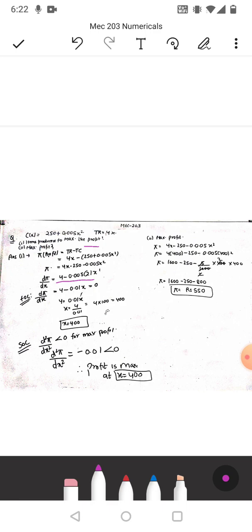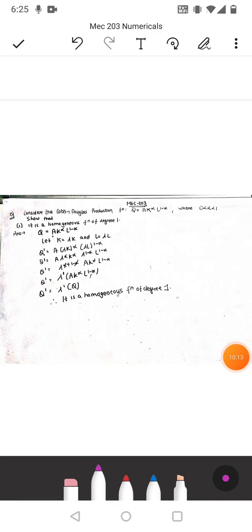फॉर मैक्सिमम प्रॉफिट द सेकंड ऑर्डर कंडीशन शुड बी del square pi upon del square x should be less than 0 for maximum profit. After solving it, we get minus 0.01, which is less than 0. So profit is maximum at x equals to 400. Now we'll find the maximum profit. So pi is nothing but 4x minus 250 minus 0.005 की power x square. We'll put x as equals to 400, and after solving we'll get pi, that is profit is equal to 550 rupees.